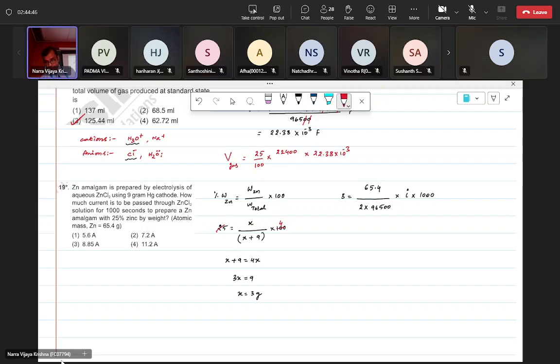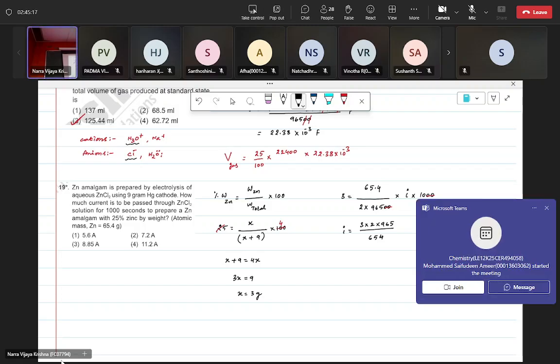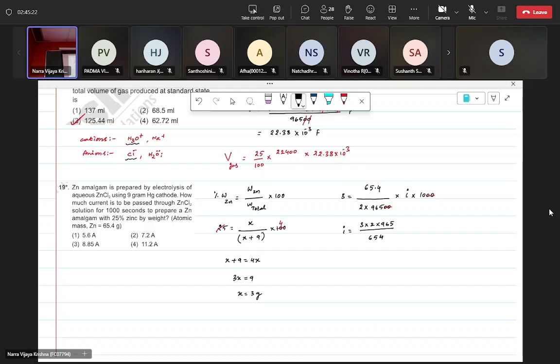So can I cancel these 2 zeros and these 2 zeros? So what is I value? Bring this to this side: 3 into 2 into 965 divided by 65.4 into 10. So 654 is approximately 650, and this 965 is approximately 960. This is approximately 2 times, that is approximately 3 times. 2 gone, 3 3s are 9. So the answer must be slightly less than or close to 9.